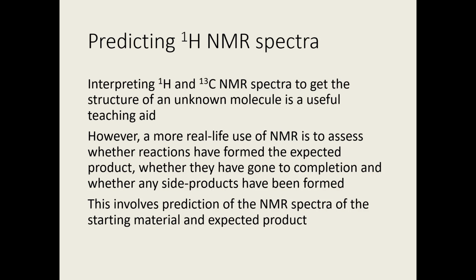It would be quite unusual to have a molecule where you had absolutely no idea what it was. Usually we use NMR to check whether a chemical reaction that we've carried out has formed the expected product, whether it's gone to completion, and whether we formed any unwanted side products. To do this, we need to know what the NMR spectra of the starting material and the expected product look like, so that we can make a judgment as to whether our reaction has proceeded as we wanted it to.